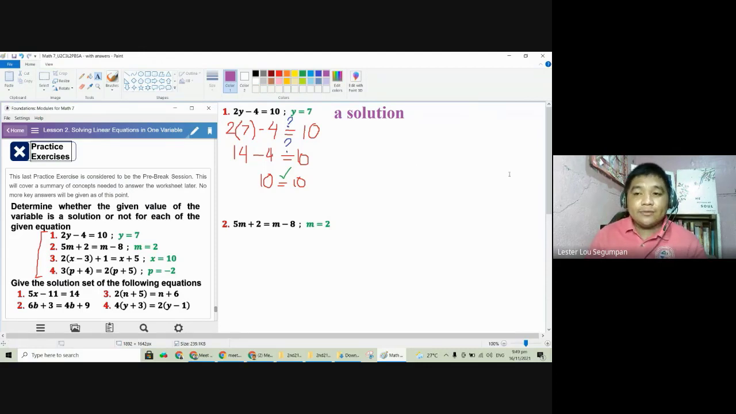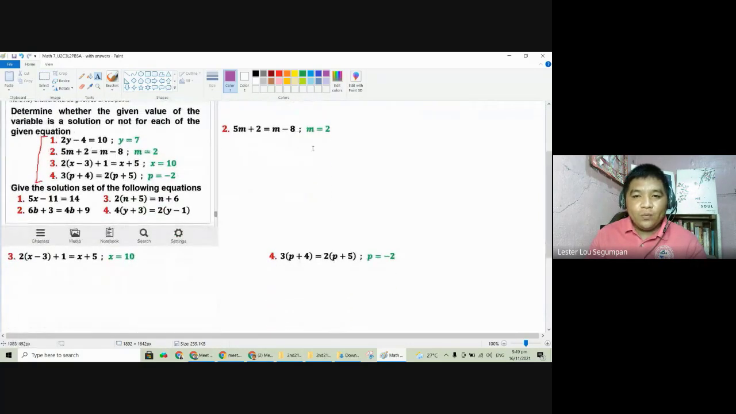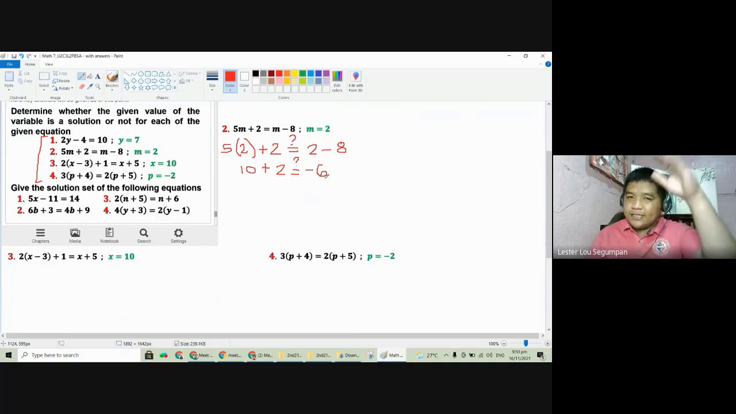Let's proceed to number 2 and do the same tricks. We apply the value of m, which is 2, to both sides of the equation, since both sides have the variable m. We have 5 times 2, the value of m, plus 2 equals, again, question mark, because we are not yet sure. And then we have 2 minus 8. Even if you are already seeing the result, the goal is to make sure that we have simplified everything. So 5 times 2 is 10 plus 2. On the other side, you have negative 6. Just continue. 10 plus 2 is 12. The other side is negative 6.